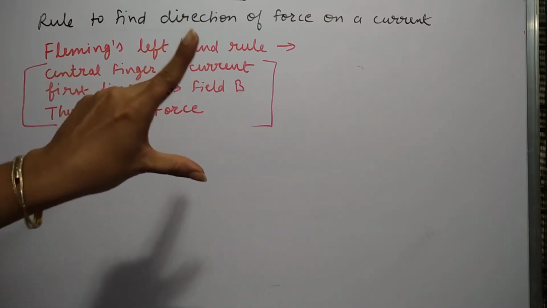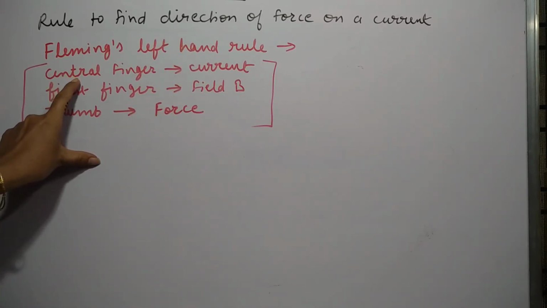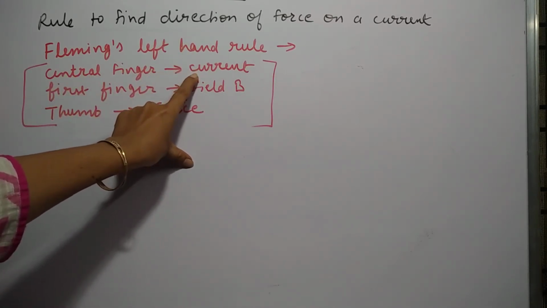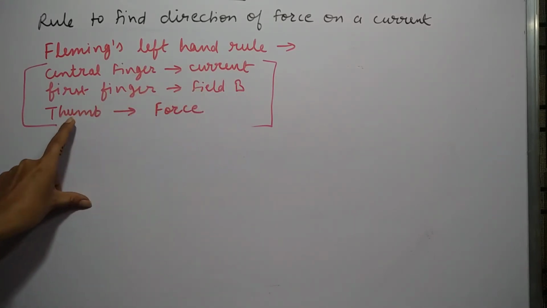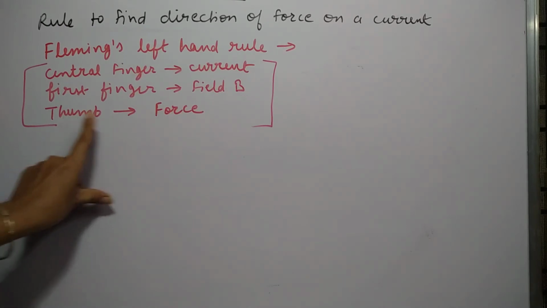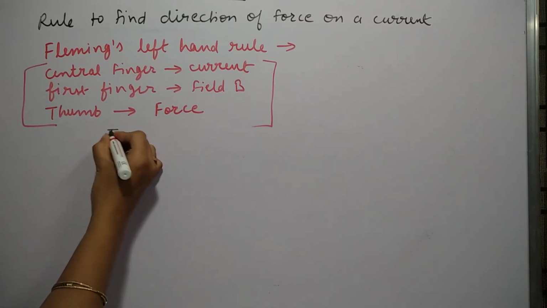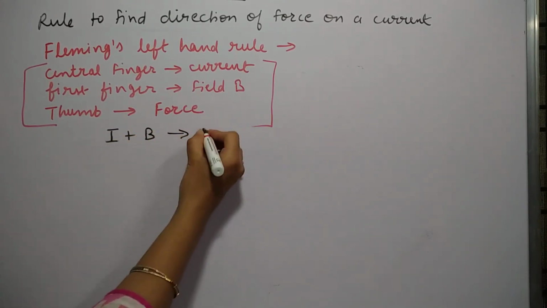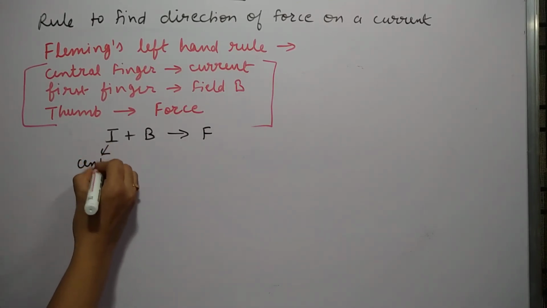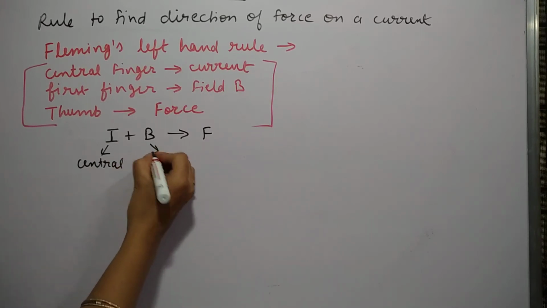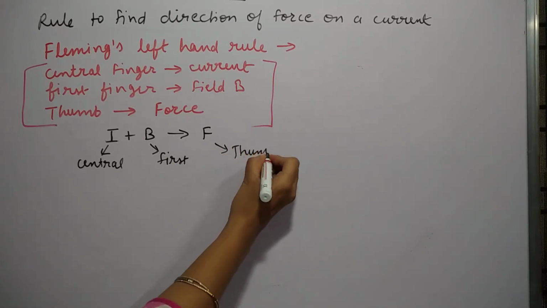The left hand rule says that the three fingers should be stretched at 90 degrees like this. The central finger should be stretched in the direction of current, the first finger in the direction of field. Then the output is the thumb, which shows the direction of force. As we have studied, the inputs are current and magnetic field, and the output is force. Current is denoted by the central finger, field is denoted by the first finger, and force is denoted by the thumb.